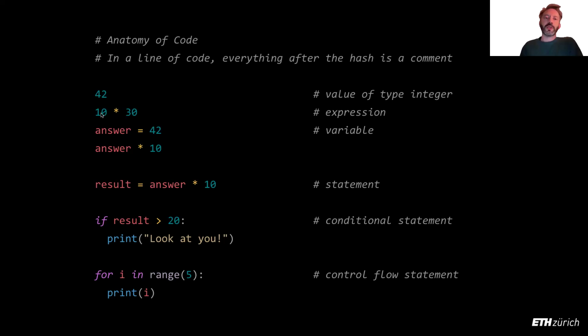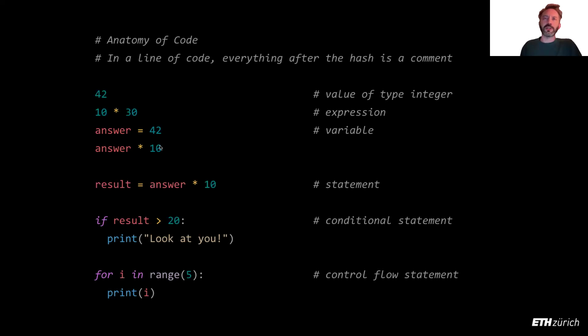If we don't want to lose the value, we can assign the result of an expression to a variable. A variable is basically giving a name to a value. In this case, we would give a name to a fixed, static value, 42. So the variable answer will be equal to 42. We can also use variables in expressions. In this case, we can say answer times 10. That will generate a new value.